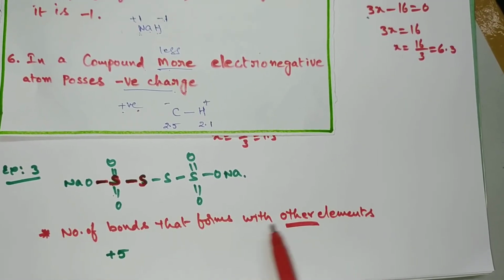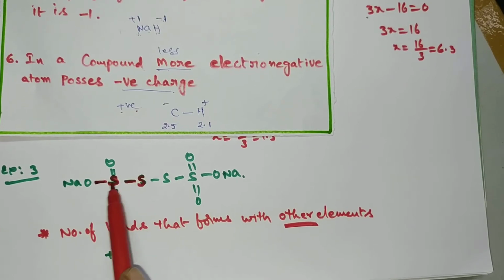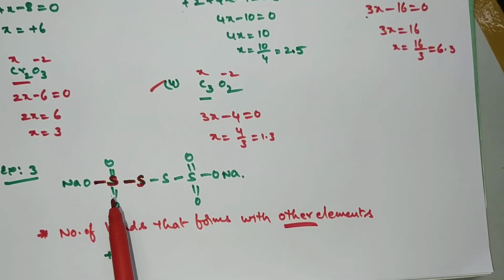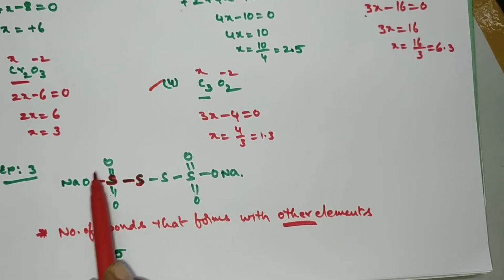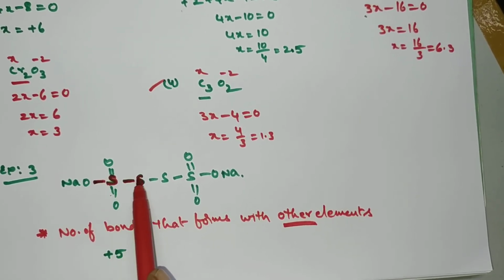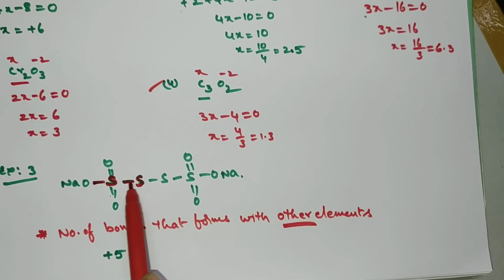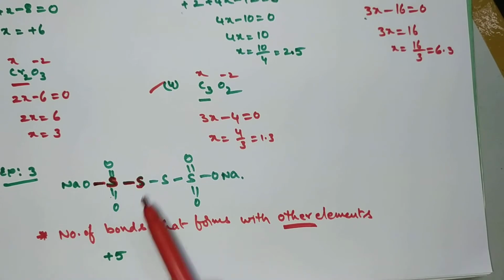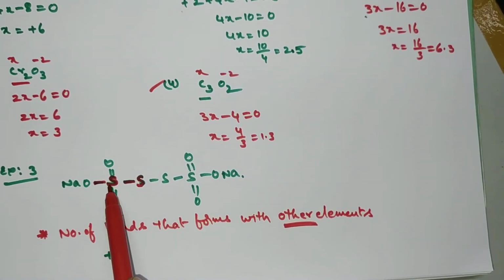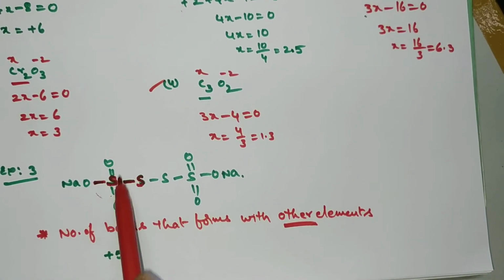So here we have to count the number of bonds that formed with other elements. Here sulfur forms 5 bonds with other elements. The 6th bond is with the similar element, so we should not consider this bond. Okay, clear? We have to consider the number of bonds that are formed with other elements. So here it is +5.